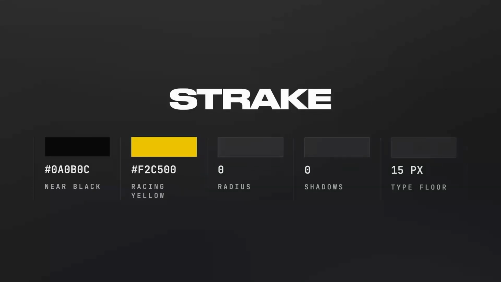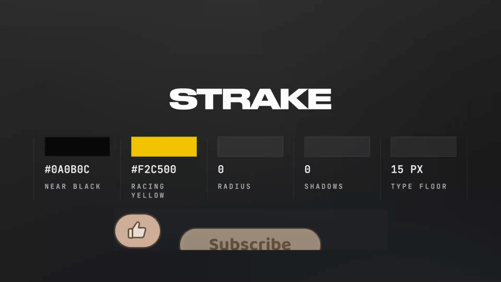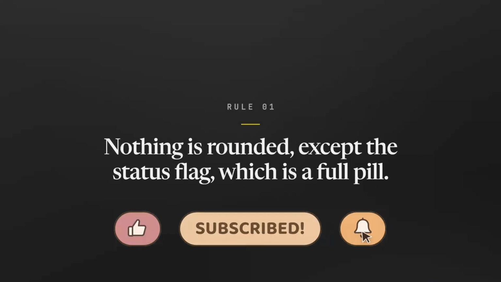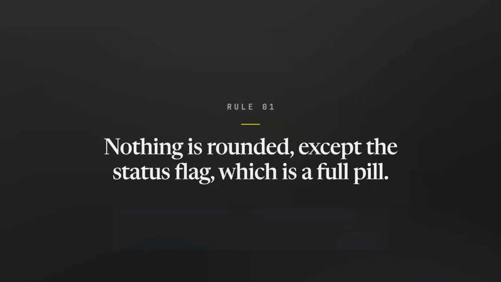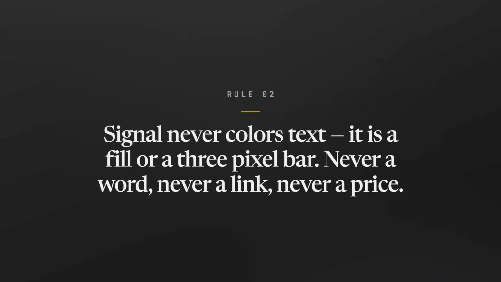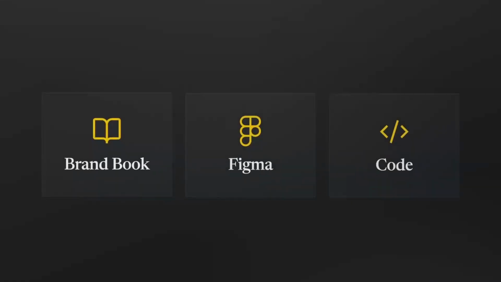So I built a brand to test it with near black, 1 racing yellow, 0 radius, and a type floor of 15 pixels. And 2 rules that matter. Nothing is rounded except the status flag, which is a pill, and signal never colors text. It's a fill or a bar. Never a word, never a link, never a price. Pretty simple. Then 3 routes: a 13-page brand book, the Figma library, a folder of tokens.